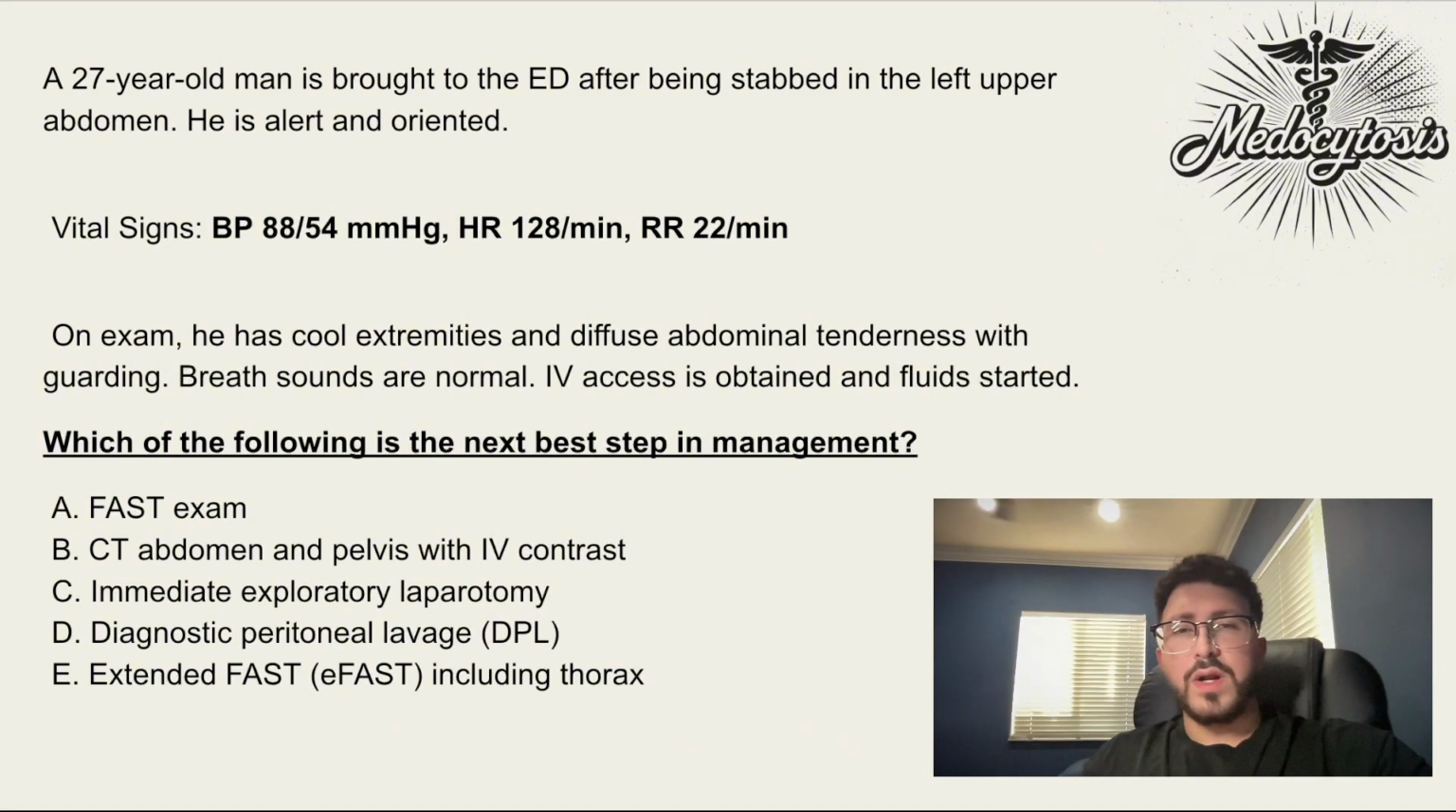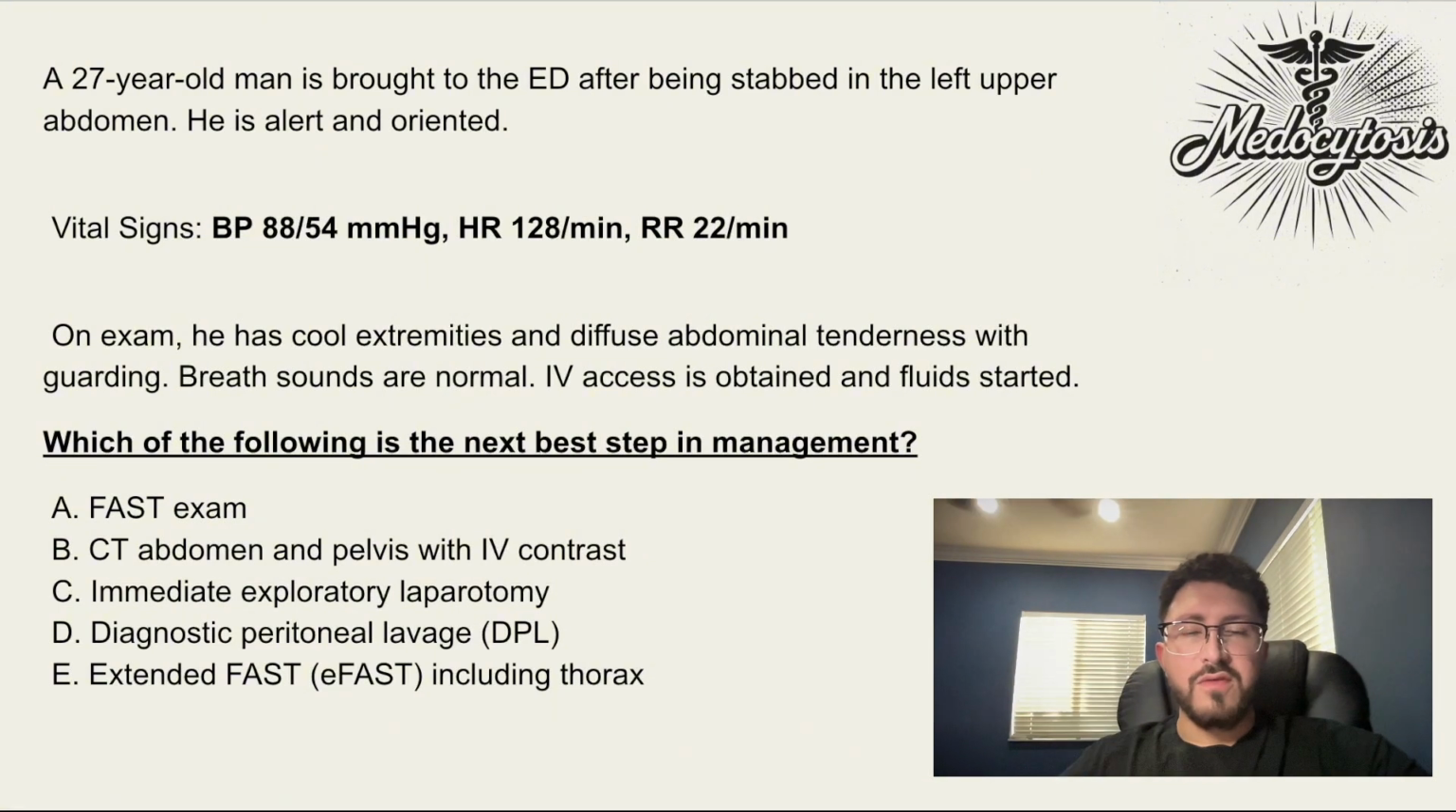So the main thing we want to pay attention to in this question are the vital signs. His blood pressure is 88/54, so he's hypotensive. He has a heart rate of 128 beats per minute, so he's tachycardic, and he's hyperventilating at 22 breaths per minute. In the question, we can see that the patient was stabbed in the abdomen, so he has penetrating abdominal trauma, and now we have to find out what's the next best step in management.